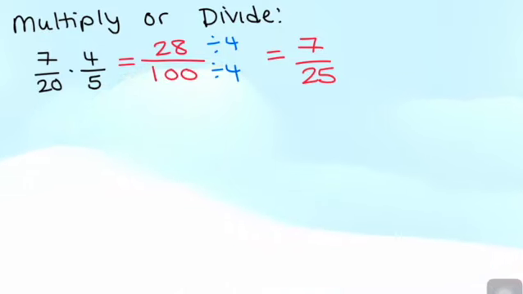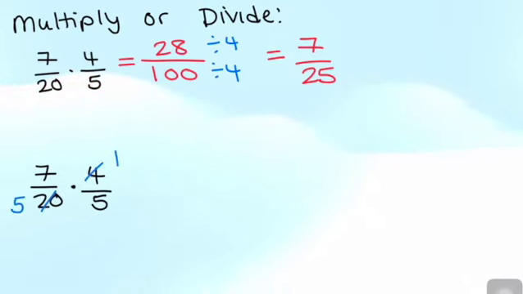Now it turns out you can actually do the reducing before you multiply. And when the numbers get a little bit larger, I actually think it's a lot easier to reduce before you multiply. So same problem, 7/20 times 4/5. I notice that the 4 and the 20 have a common factor of 4. 4 divided by 4 is 1. 20 divided by 4 is 5. Now if I multiply straight across, 7 times 1 is 7. 5 times 5 is 25, and I get the exact same answer, 7/25.